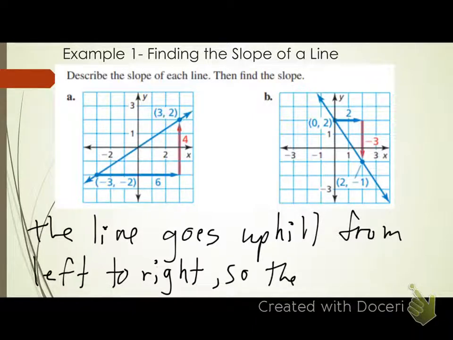So the slope is what? That'd be me describing my slope. So I would ask you to describe it. That's what it would look like. Questions on that part? Can I erase and move on to actually finding the slope?